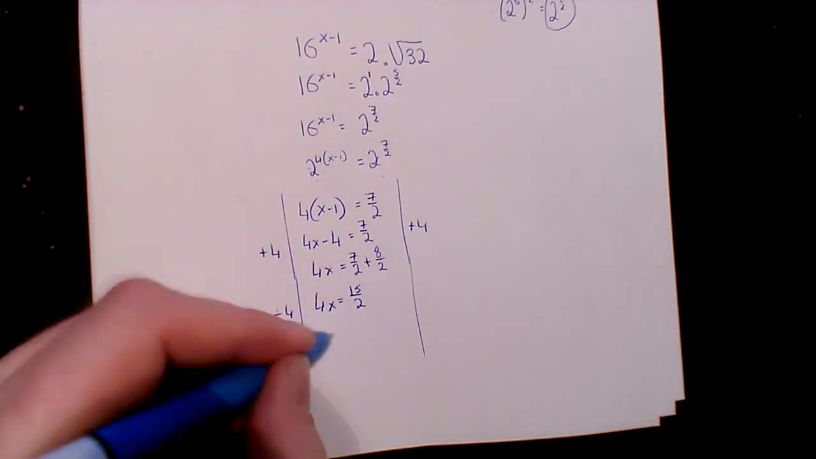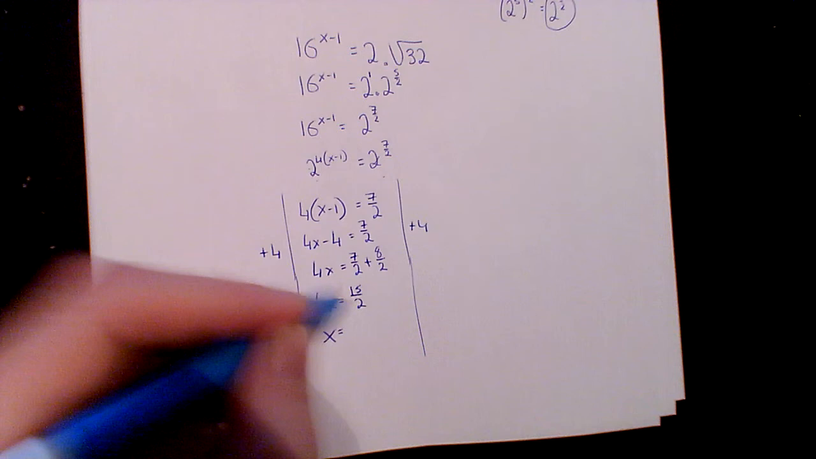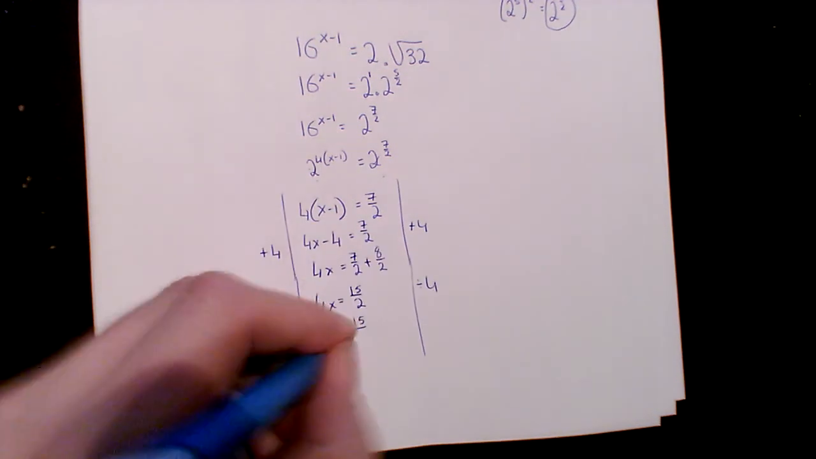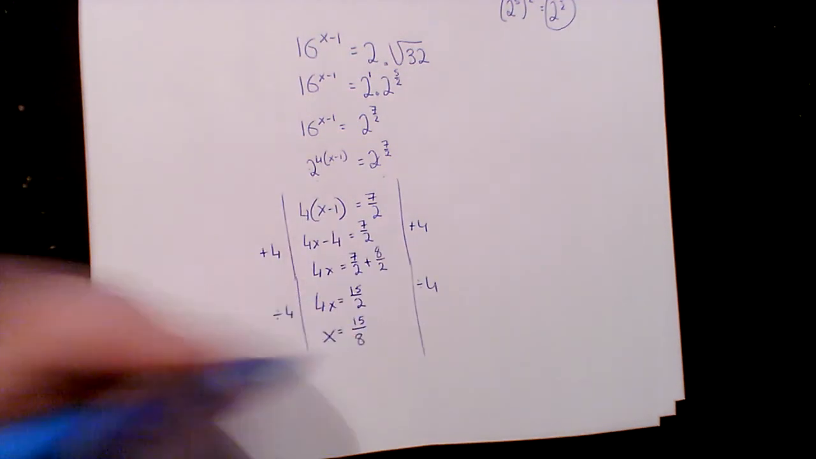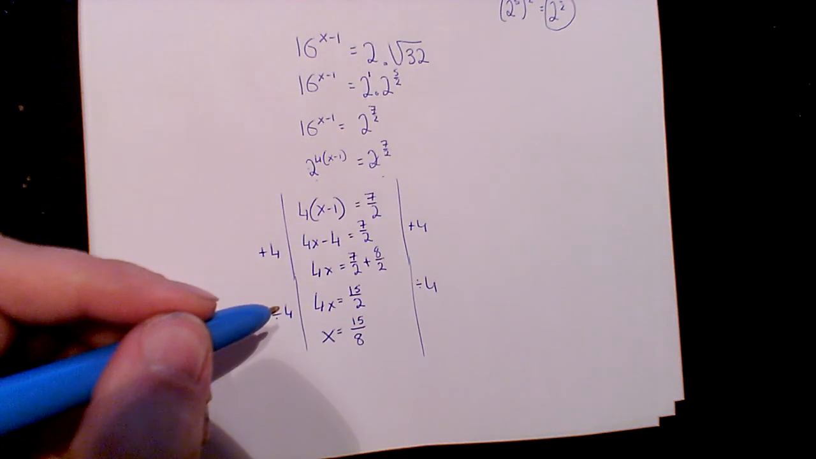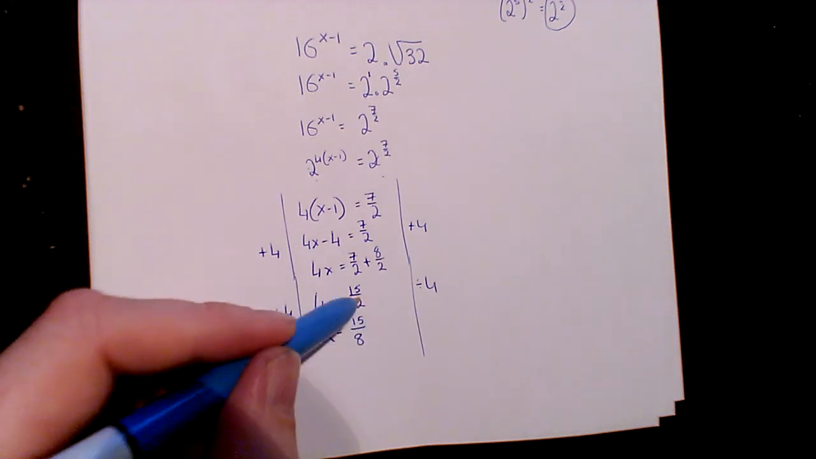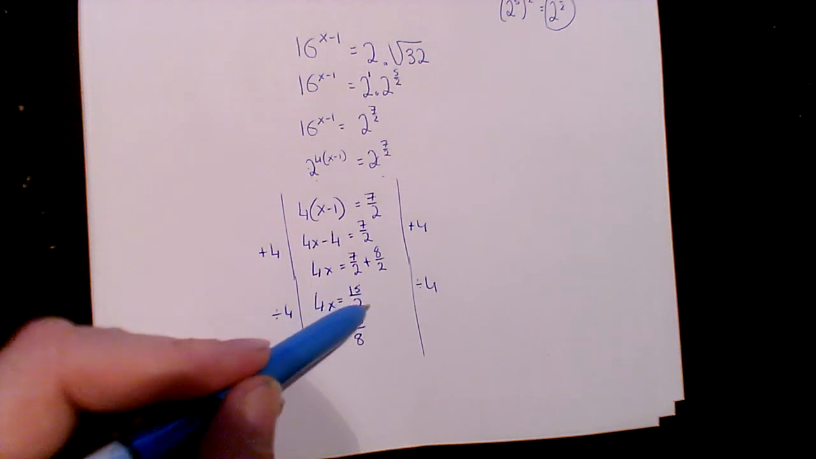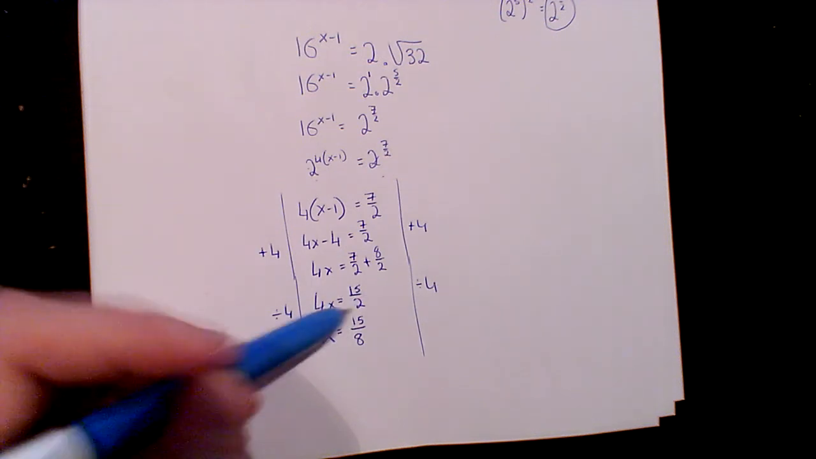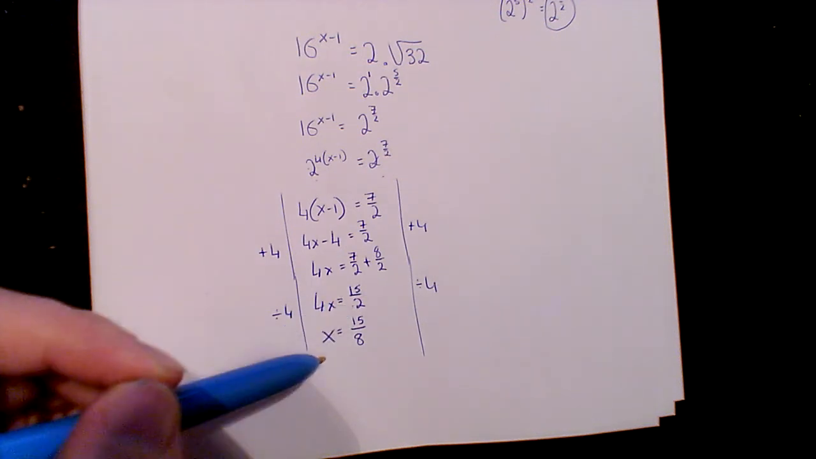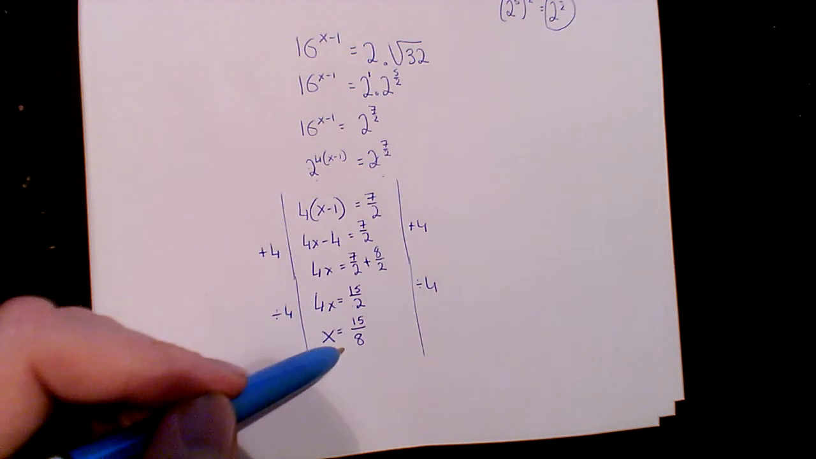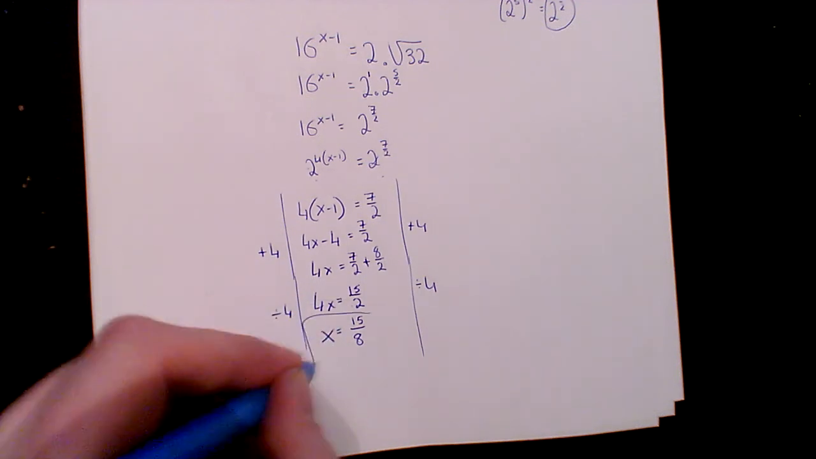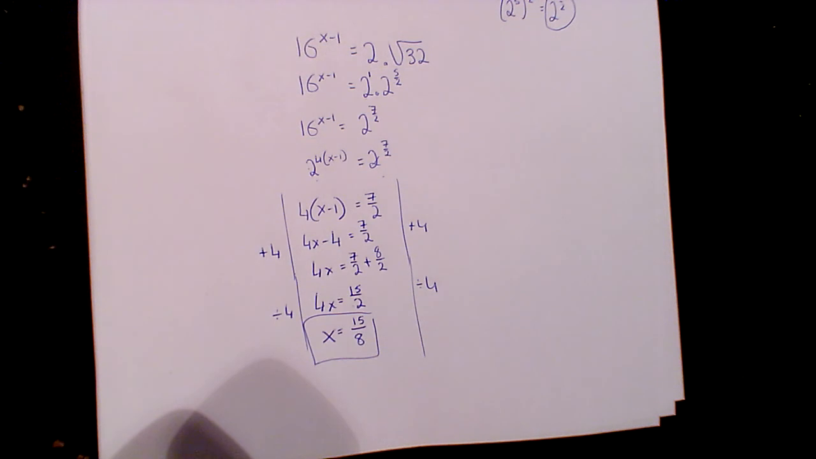If I divide this by 4 to get x, I'll have to divide that by 4, which gives me 15 over 8. You might be thinking, where did I get 8 from? When we're dividing a fraction by a whole number, we can just multiply the denominator by that number. If you don't believe me, try it out on your calculator. So therefore x is 15 over 8.